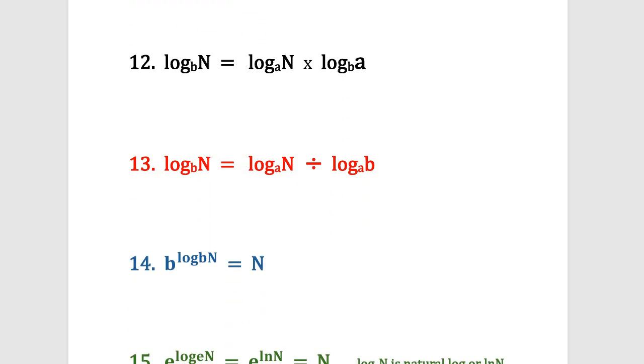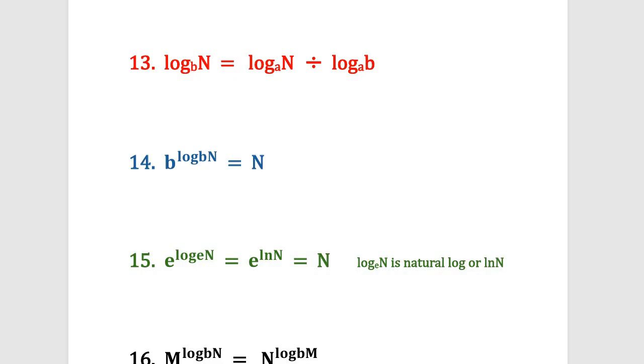Formula 12, log b base n equals log a base n times log b base a. So a log can be expressed in terms of two logarithms with a multiplication sign. In this case, the base of the first log is the number for the next log, and this n comes from the left side, and the next log has the same base as the left side. This is how we can express one log in terms of the multiplication of two logarithms. This is formula number 12.